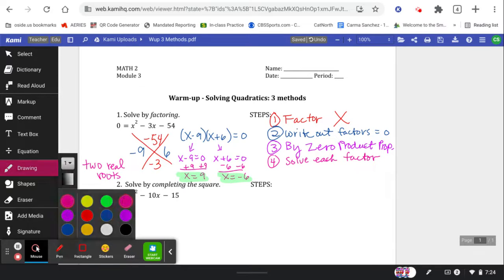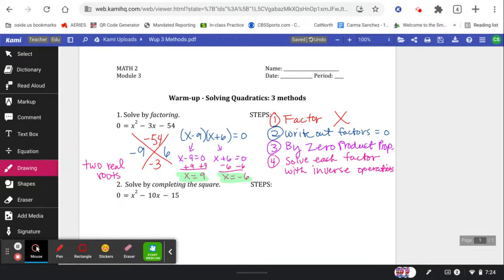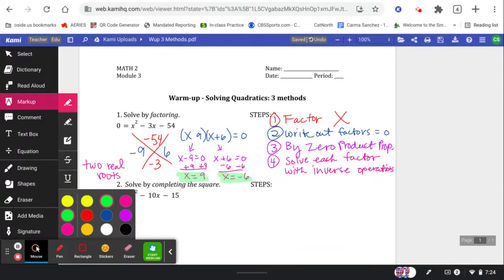Do you want to write this out with inverse operations? Now notice that my answers stay as an x equals. I do not write the answer in x-intercept form because it did not ask me for x-intercepts. It just asked me to solve, so I stop there.